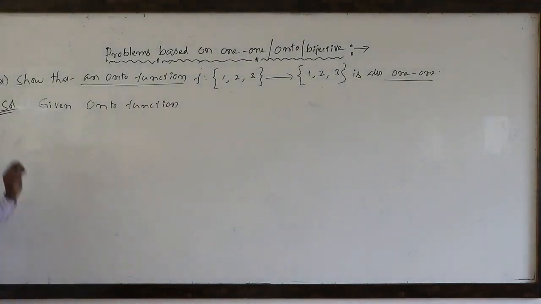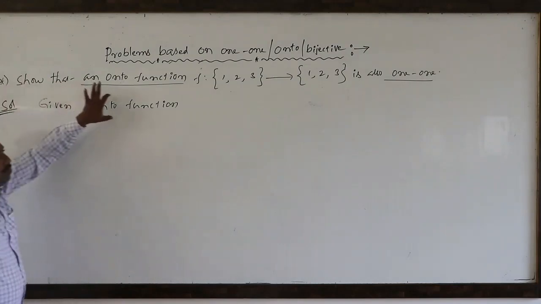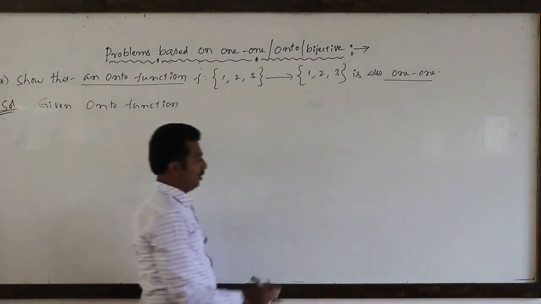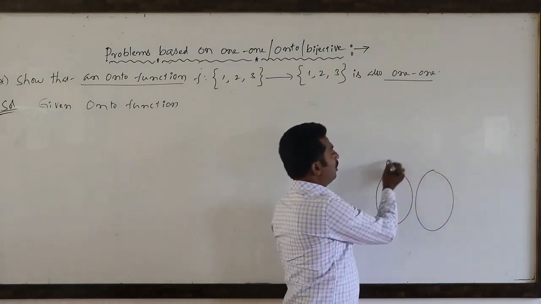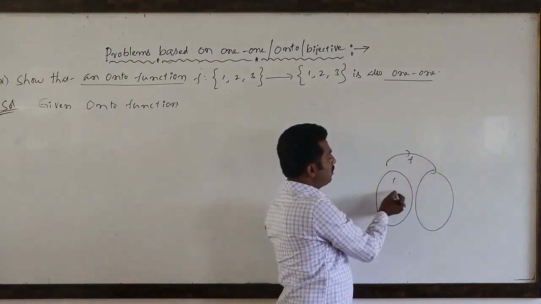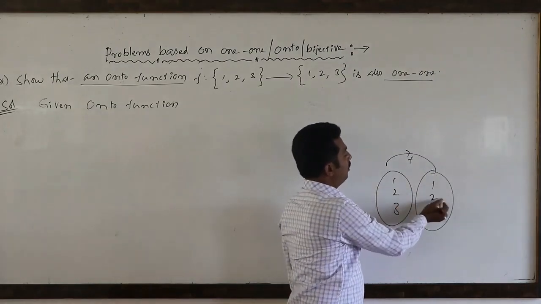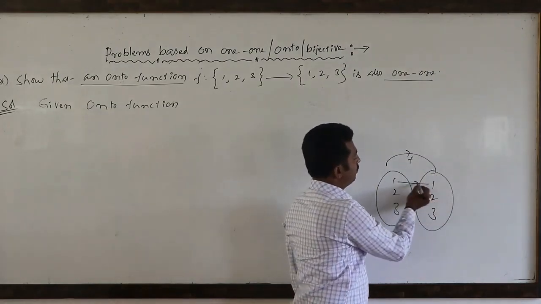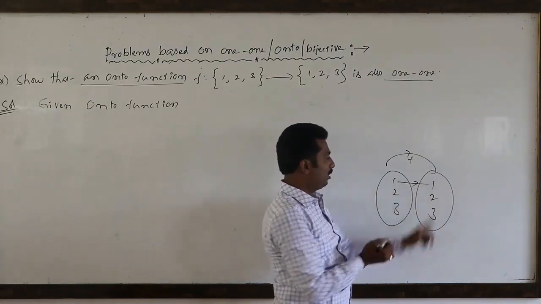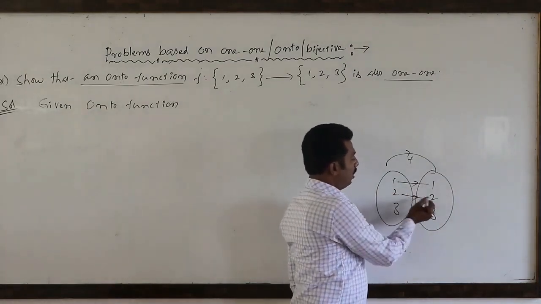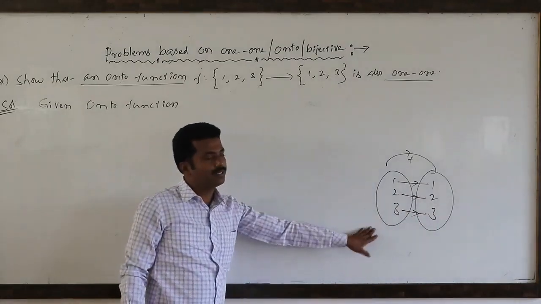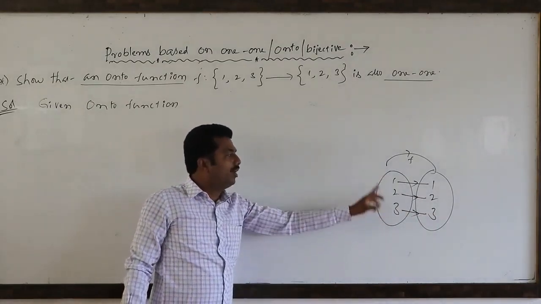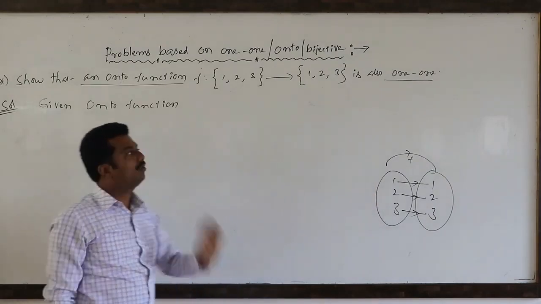Onto function. Now we have to prove that this is also 1-1. So what is 1-1 correspondence? Distinct elements of domain having distinct images. Suppose 1 corresponds to 1, 2 related to 2, 3 related to 3, we have to prove. It means distinct elements of domain have distinct images, we have to prove.